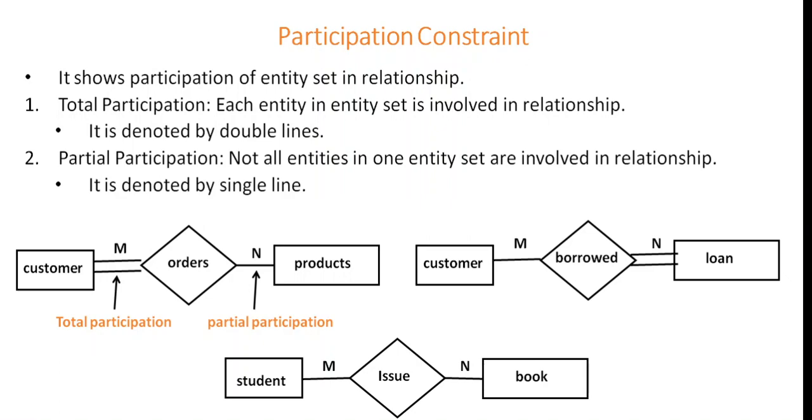Similarly, if 100 books are there in the library, and only 60 books are issued by students, means 40 books are not participating in the relationship because they are not issued by students. That's why book also has partial participation. So this is total participation and partial participation. When all entities are participating in a relationship, it is called total participation, and when only a few entities are participating, it is called partial participation.